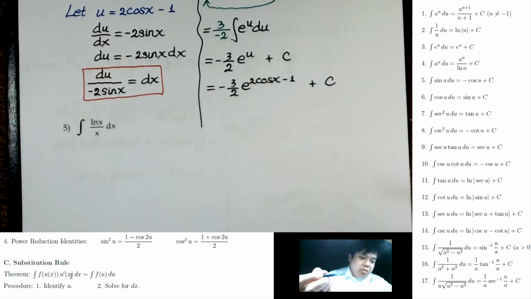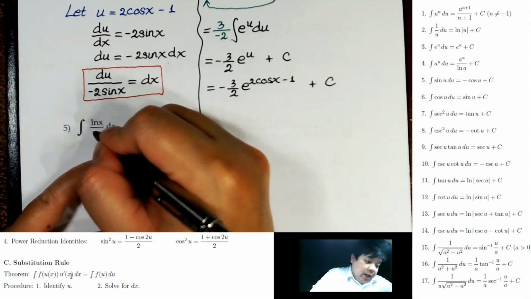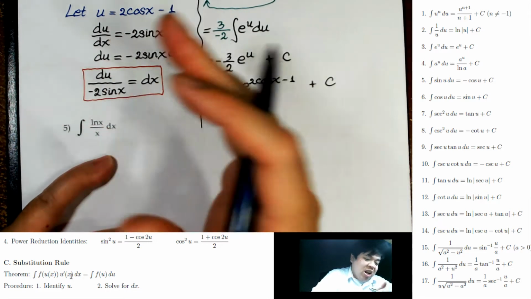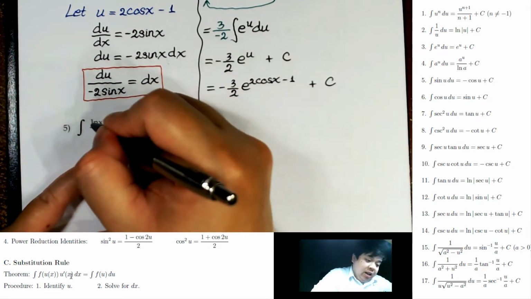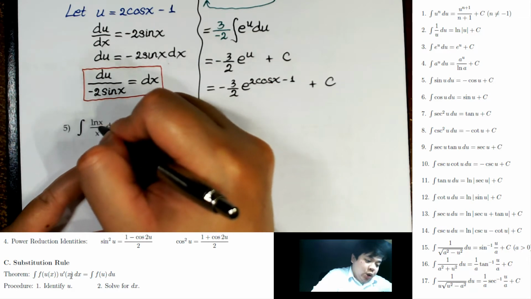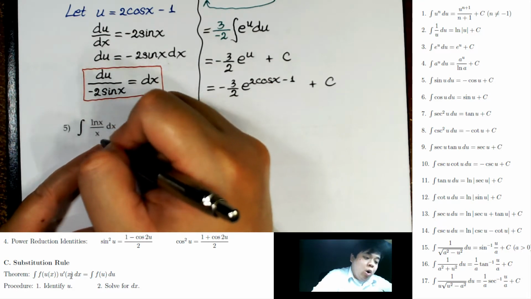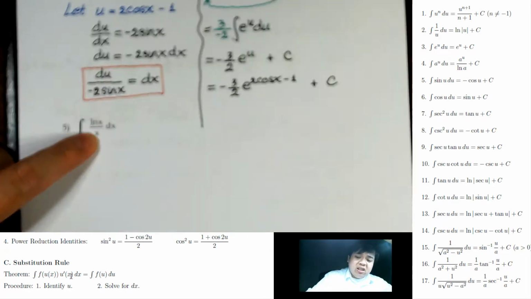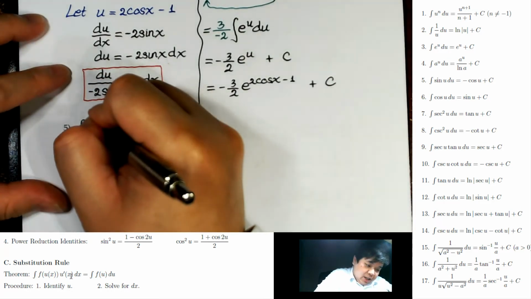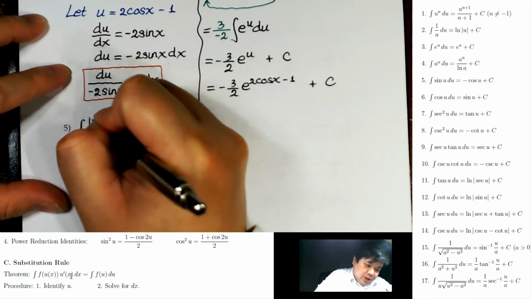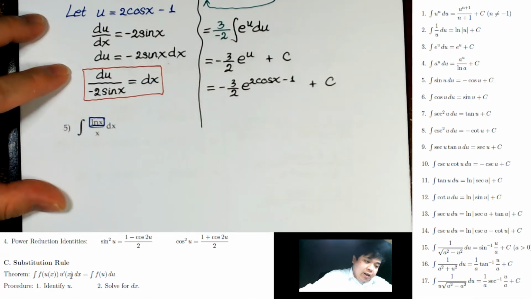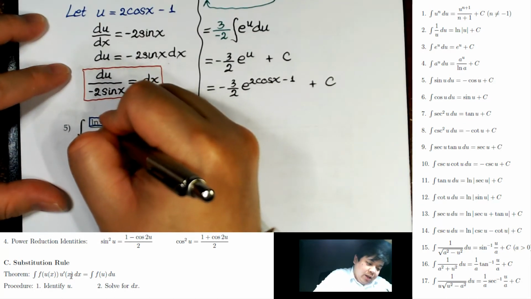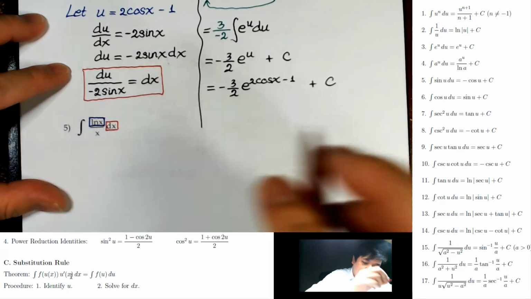So for substitution, there's a few choices. If we let u equal x, that doesn't help. However, if we let u equal ln of x, the derivative is 1 over x, which is good. It might cancel with this x. So this is going to be u, and dx is going to be dx.